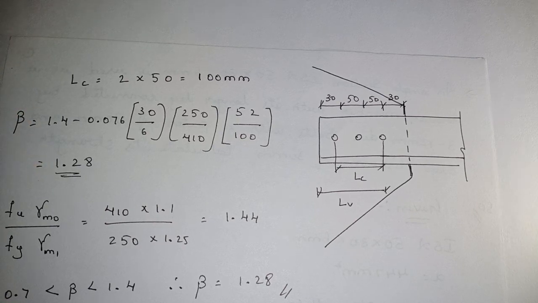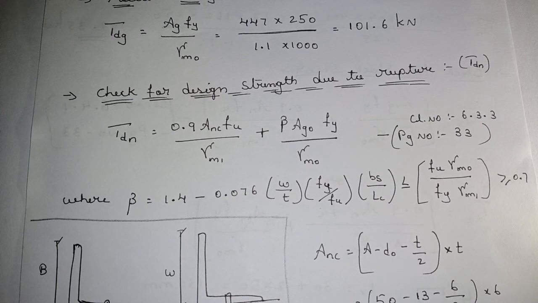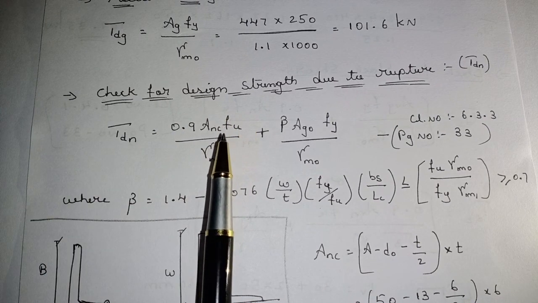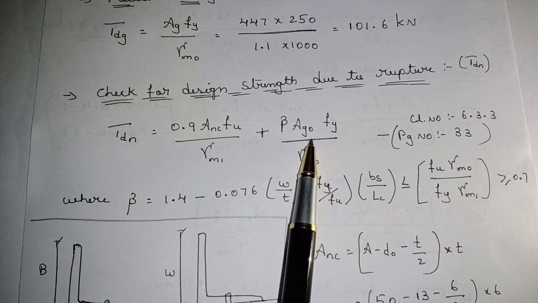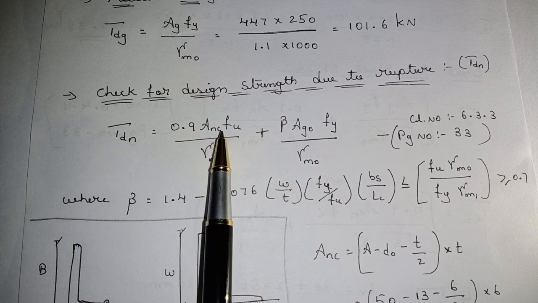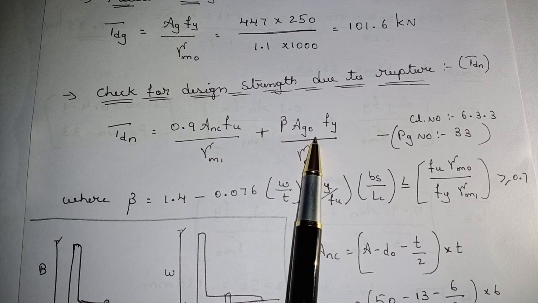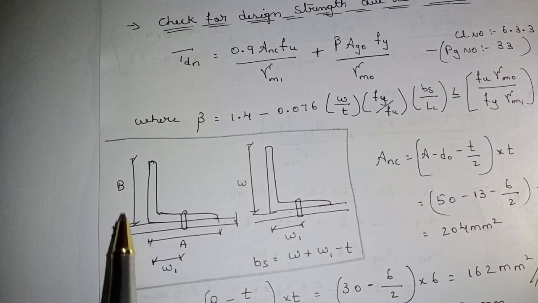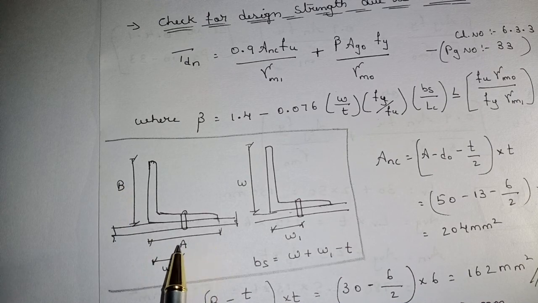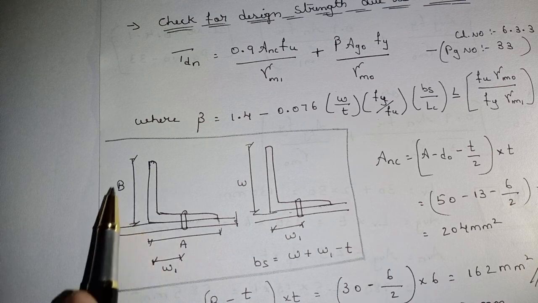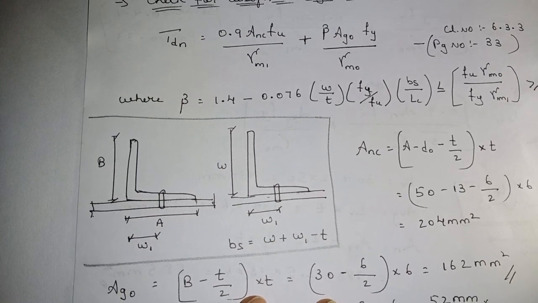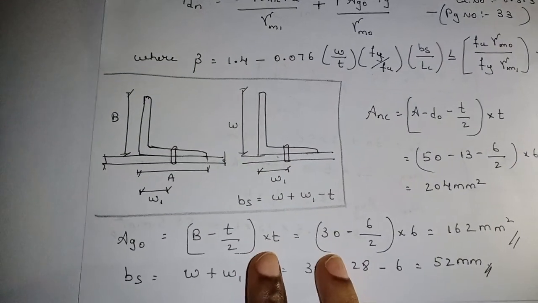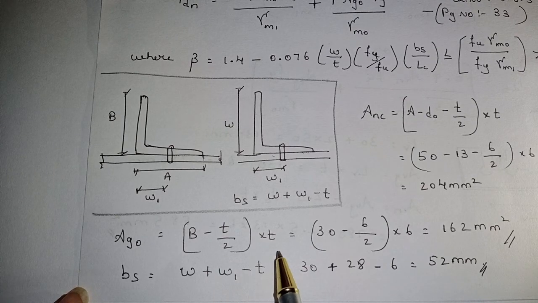Next, again you have two terminologies here, the two values to be found out, that is ANC and AGO. The net area of the connecting leg, and the gross area of the outstanding leg. See here, this I will take it as the outstanding leg, this I will take it as the connecting leg. A I will take it as the connecting leg, B I will take it as the outstanding leg. Got it? So now we'll find out what is the gross area. To find out the gross area, (B minus T divided by 2) into T.